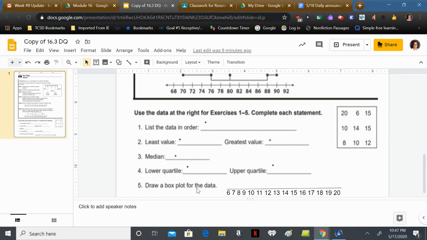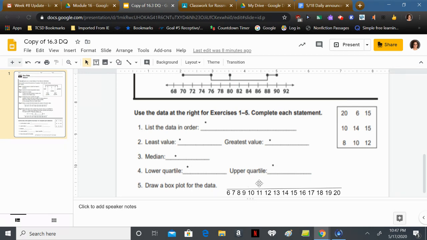Then finally, you're going to draw a box plot with your 5 pieces of data. Your first dot will be your smallest value. Your second dot will be your greatest value. Your third dot will be your median or your middle number. Your fourth dot will be your lower quartile. Your fifth dot will be your upper quartile.